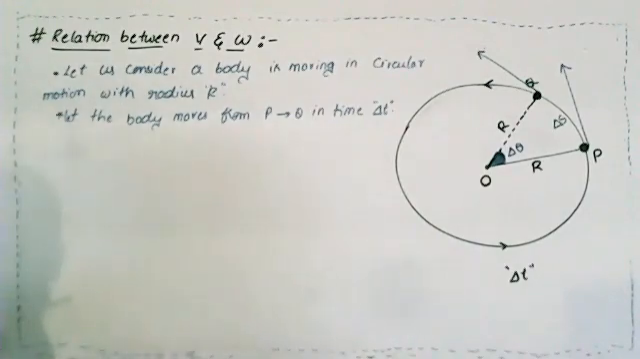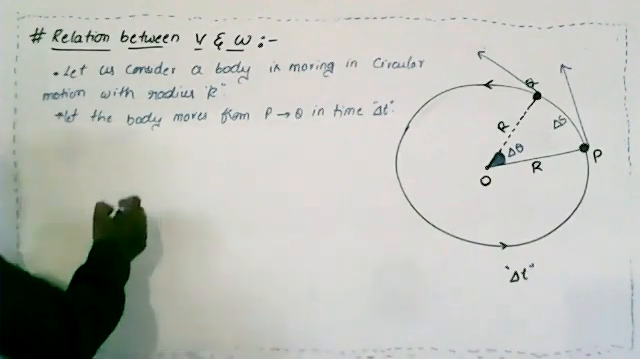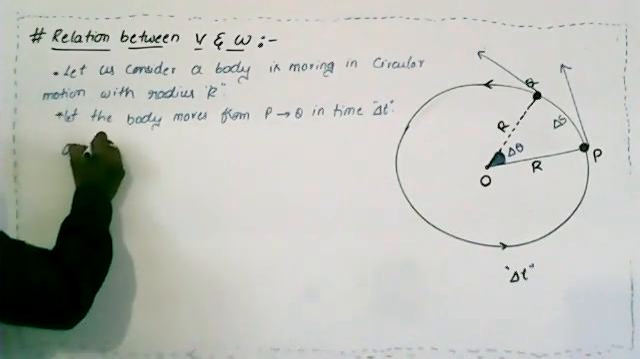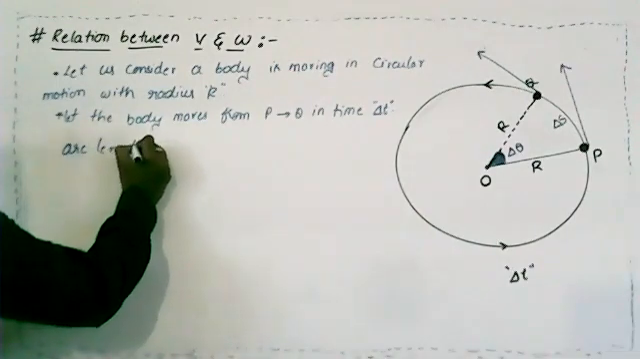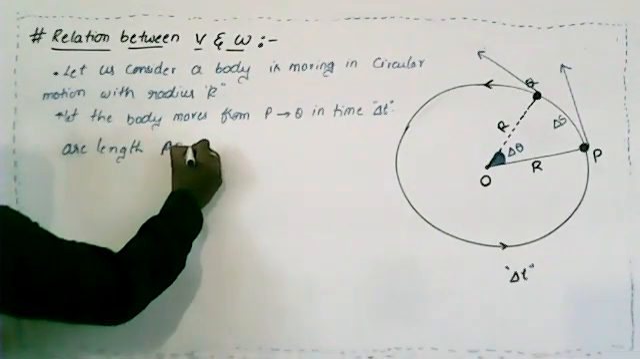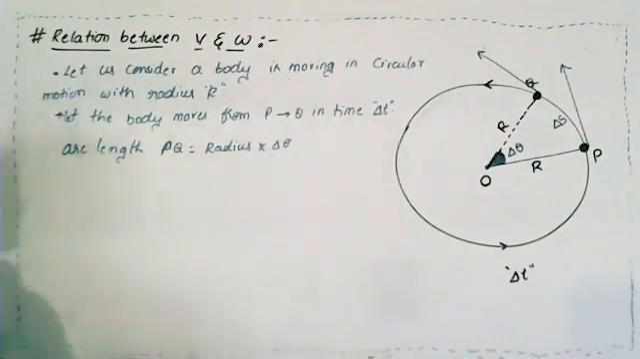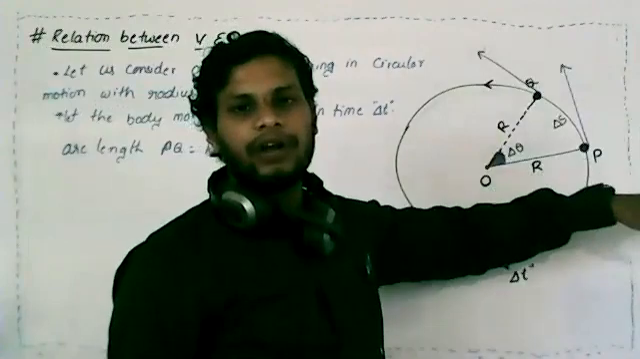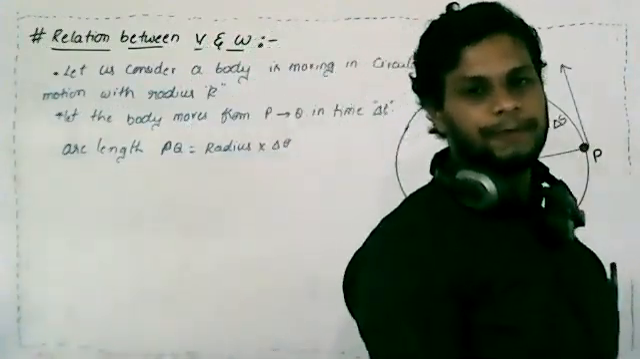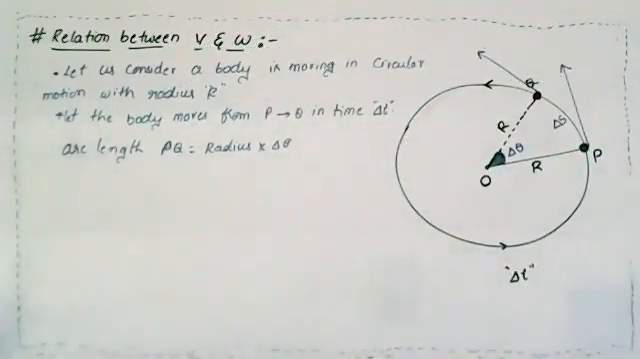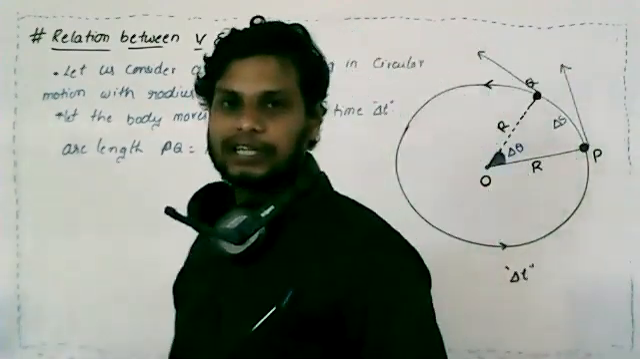Now from that figure, I can write the arc length AB or PQ is equal to radius into angle. That angle is taken as delta theta. Yesterday we discussed that the angle made by the initial and final positions of the body is taken as angular displacement. That angular displacement I will consider as delta theta.